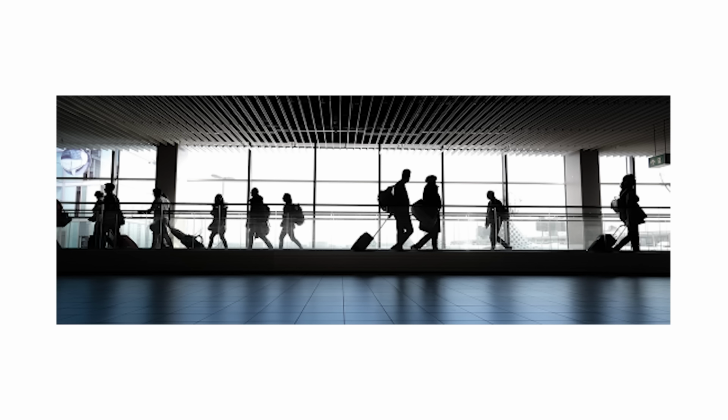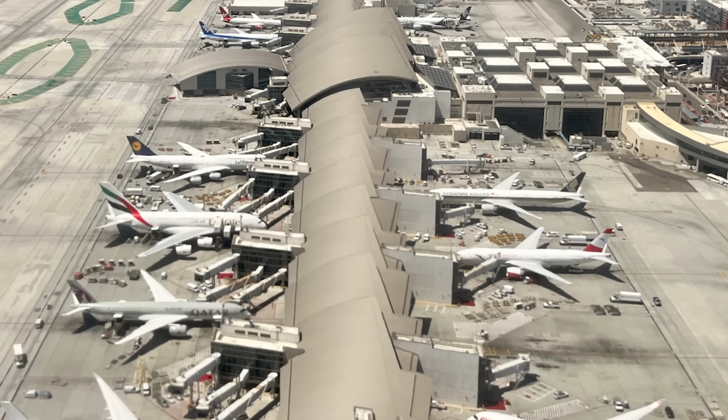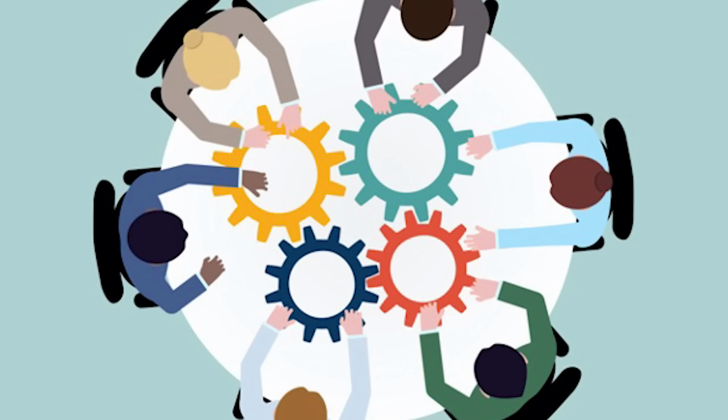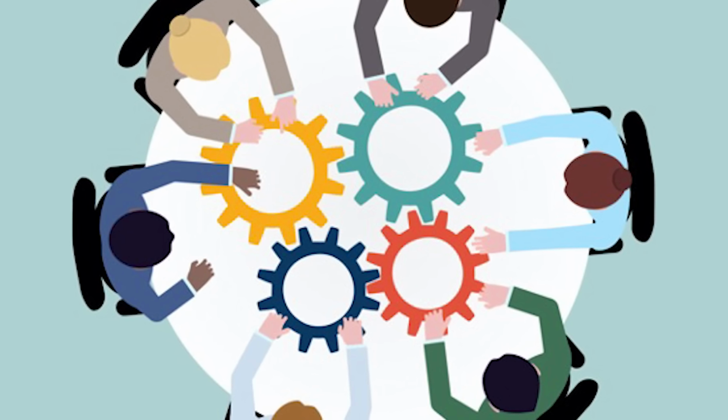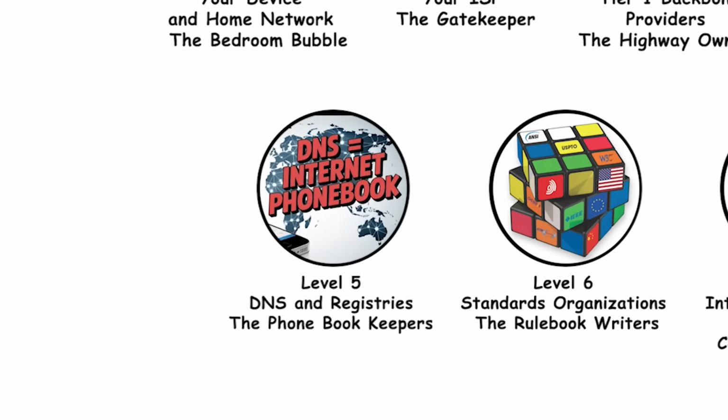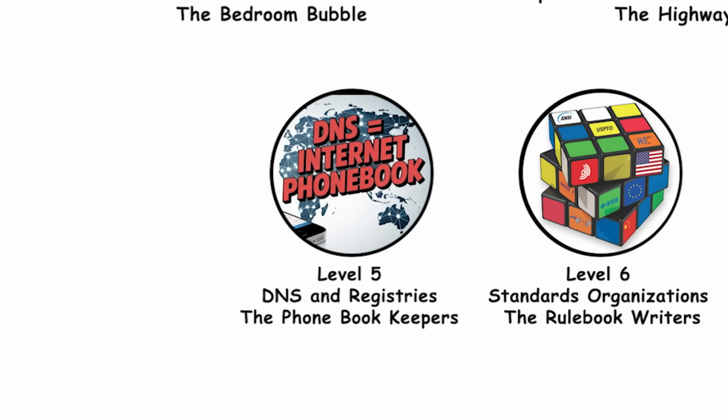Think of an IXP like an airport. It provides the runways and terminals, but the airlines decide which routes to fly and which passengers to carry. So level 4 control is about facilitation, not domination. IXPs make the internet work better and cheaper, but they don't rule it. They're enablers, not kings. Level 5, DNS and registries, the phone book keepers.